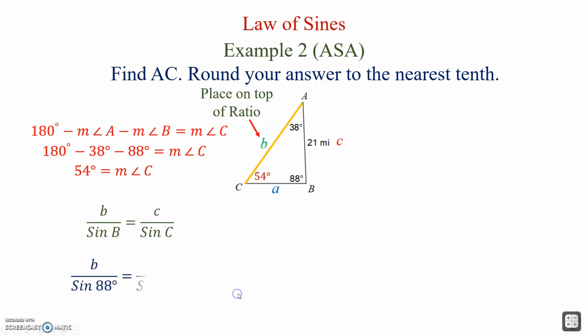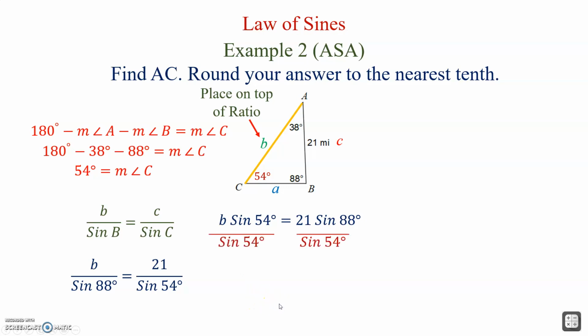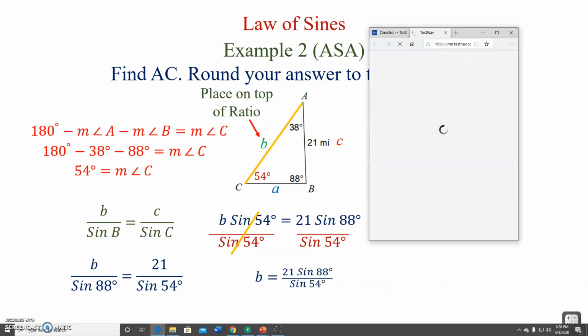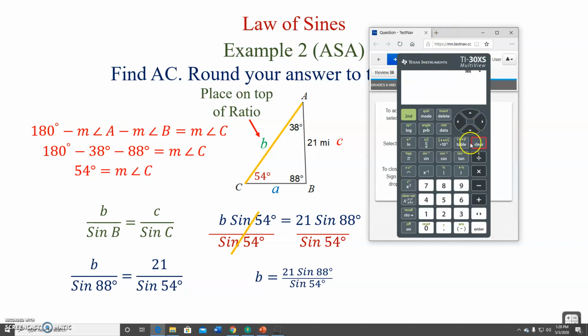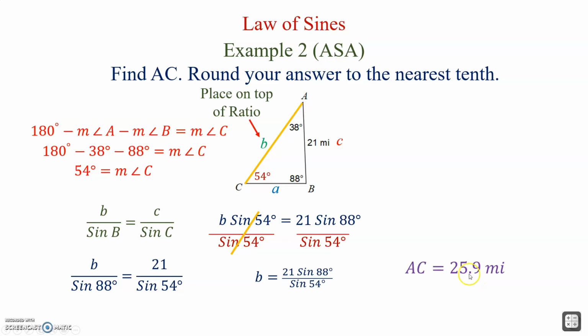Substituting the values in. Sine 88, there's our angle B. 21 is C. Sine 54, there's our C. Again, cross multiply. Solve for B by dividing sine 54 on both sides. B is equal to 21 sine 88 over sine 54. That's what we put into a calculator. So we clear this again. That gives us 21 sine 88 over sine 54. There we go, 25.94-ish. So B equals 25.9 miles, approximately.